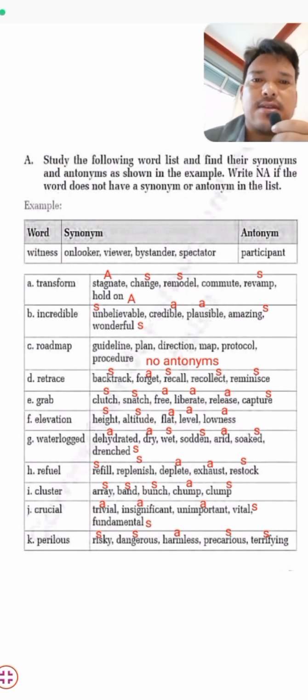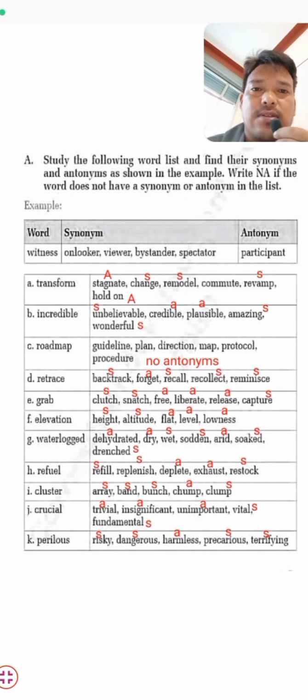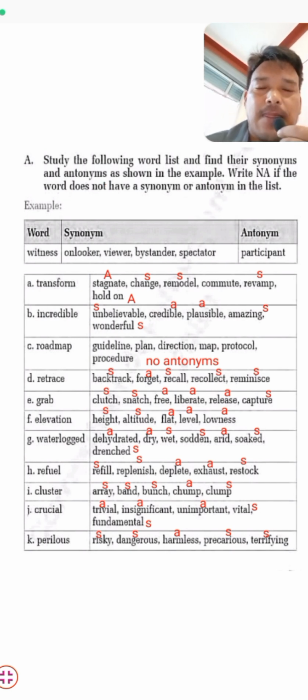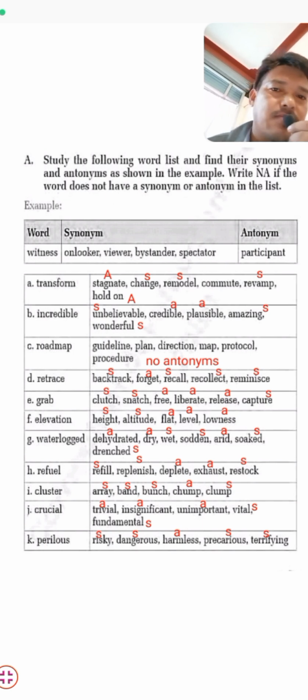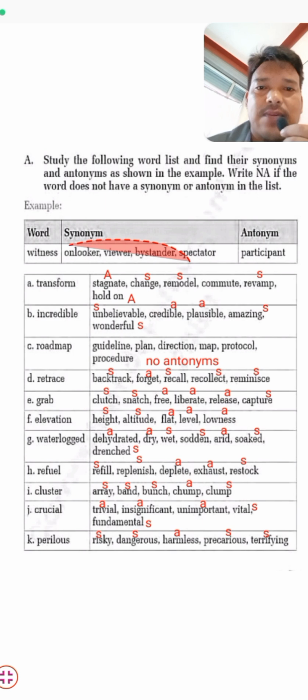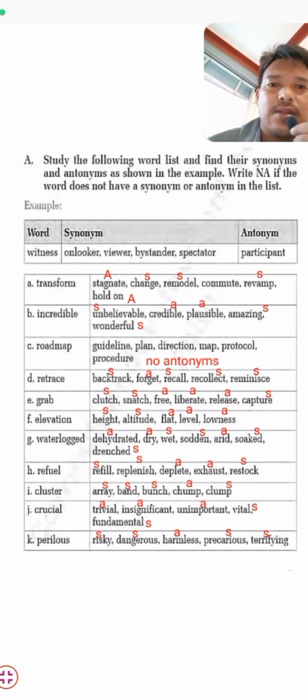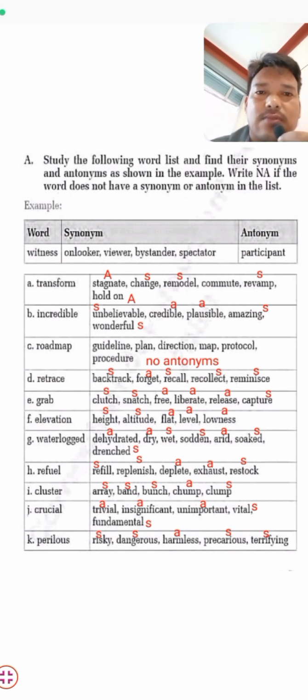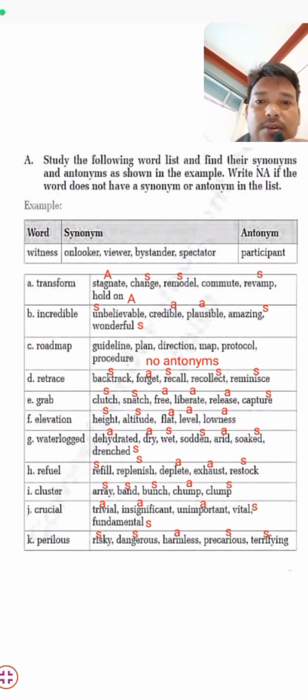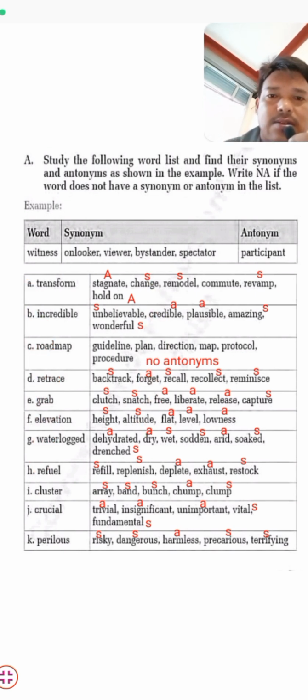Let's start exercise A. Students, study the following word list and find their synonyms and antonyms. As shown in the example, write N/A if the word doesn't have a synonym or antonym in the field. Here is an example, the word given is witness, and you have to write the synonyms of witness. Write as many words as you can, and you have to write the antonyms of the word. On the left side you can see the words, and you have to find the antonyms and synonyms from the given words.